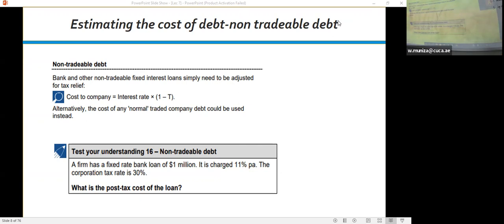A firm has a fixed rate bank loan of $1 million, and it is charged 11% per annum. The corporation tax rate is 30%. So $1 million means $100,000. 1 minus T, 1 minus taxation rate is 0.3. Is it, students? Yes.